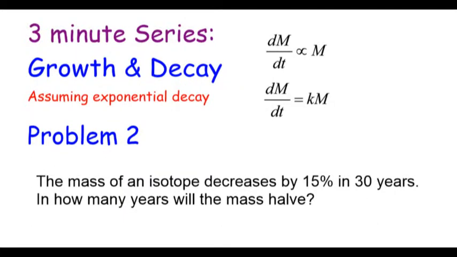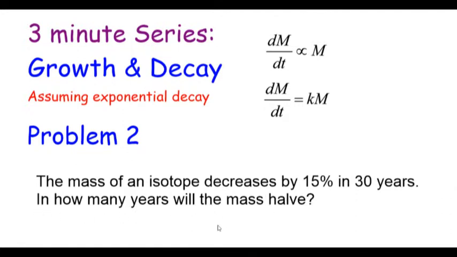This is the 3-minute series on growth and decay, and this is problem number 2. This is actually a decay problem, and you can see here the isotope decreases by 15% in 30 years. In how many years will it halve its mass?